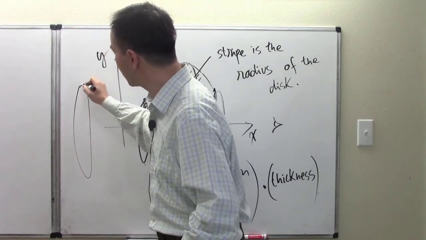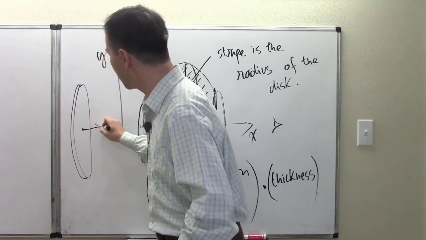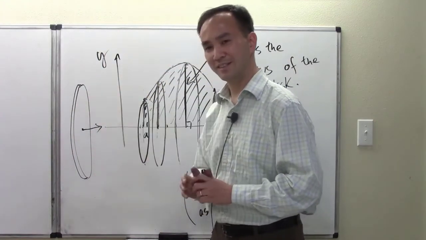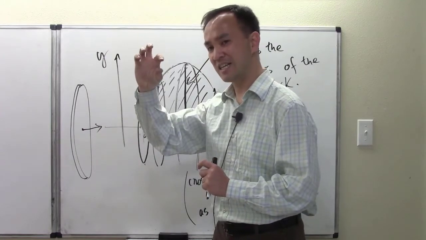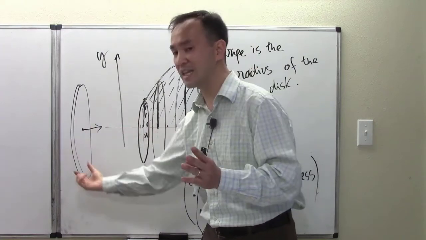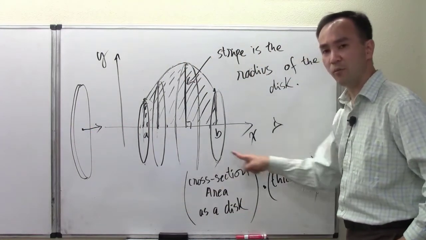Yes, cross-section here, but maybe there's a thickness like that. Okay, rotation axis comes out like that. Then what kind of picture do we have here? We have a thin disk, but it's the volume. It's the volume of one thin disk. That's what this is. This is the volume of one thin disk.